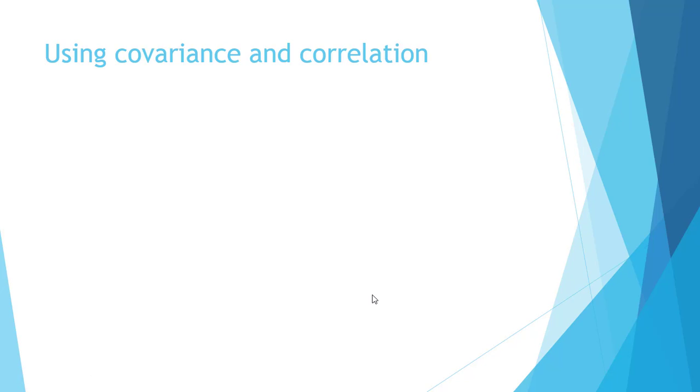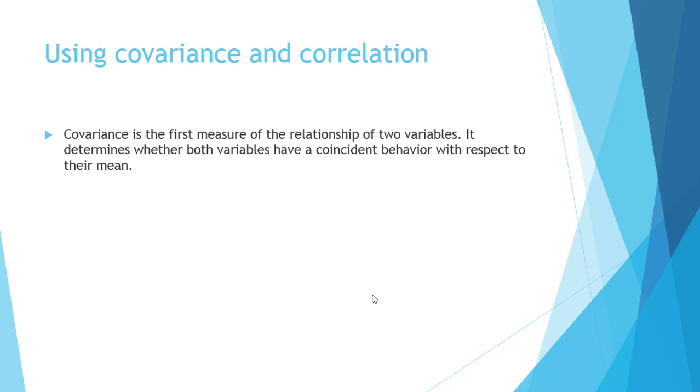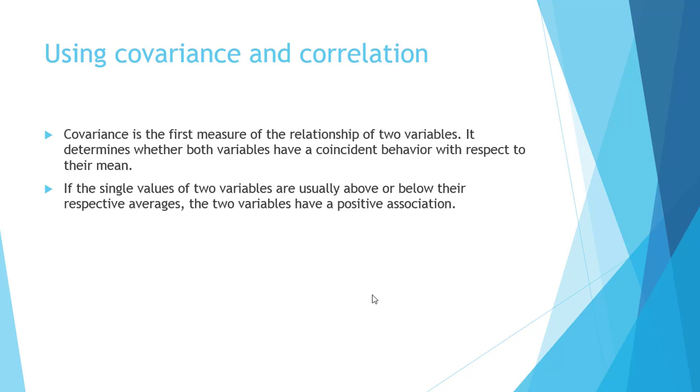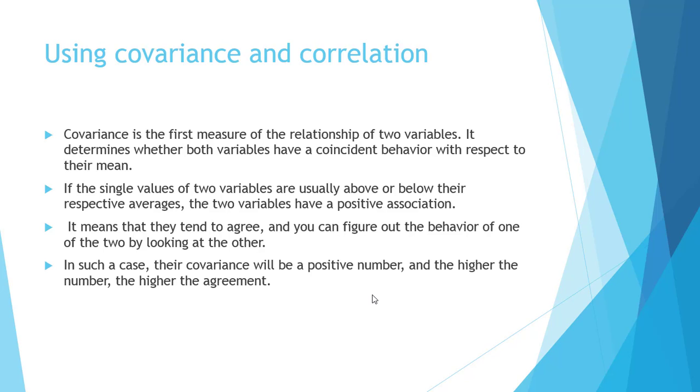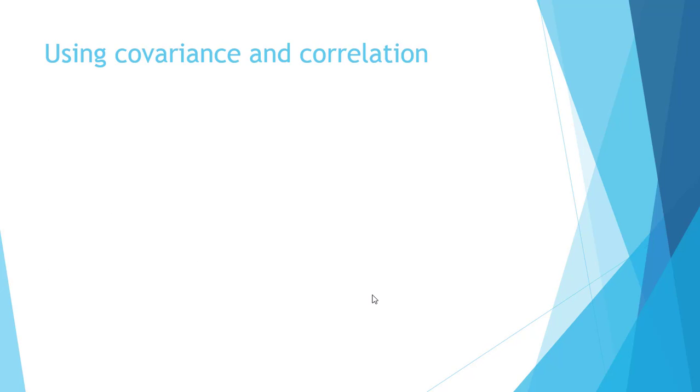Next is covariance and correlations. Covariance is the first measure of the relationship of two variables. It determines whether both variables have a coincident behavior with respect to their mean. If the single values of the two variables are usually above or below the respective average, the two variables have a positive association, and it means that they tend to agree, and you can figure out the behavior of one of the two by looking at the other. In such cases, their covariance will be a positive number, and the higher the number, the higher the agreement.